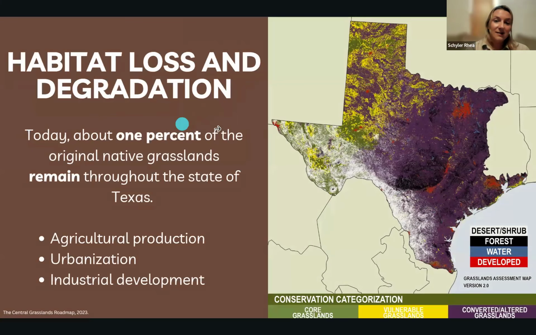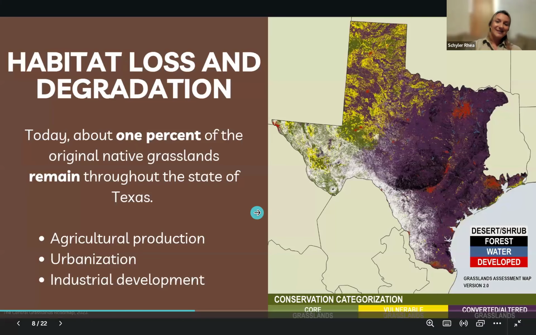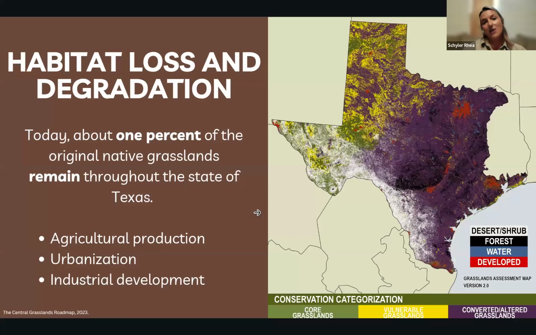So for those of you who answered less than 5%, you are correct. Actually, as of today, there is about 1% of the original native grasslands that remain throughout the state of Texas. And this is true pretty much throughout North America as well. I chose to focus on Texas just because we are based out of Texas, and so is Keep Texas Beautiful. So about 1% still remains today.